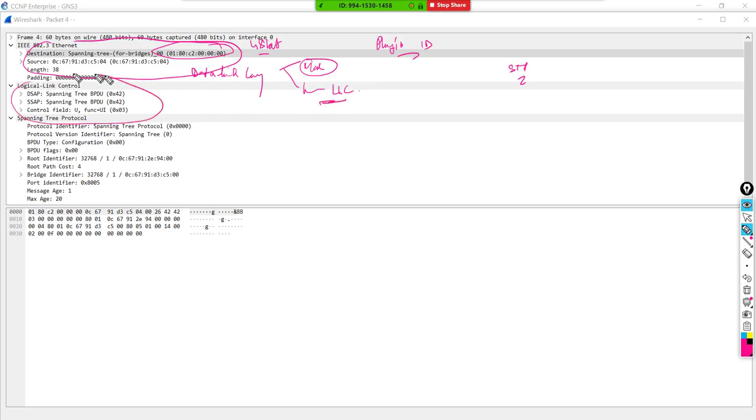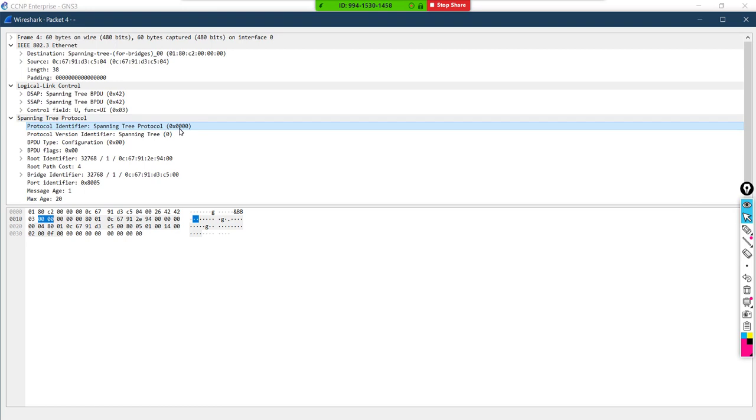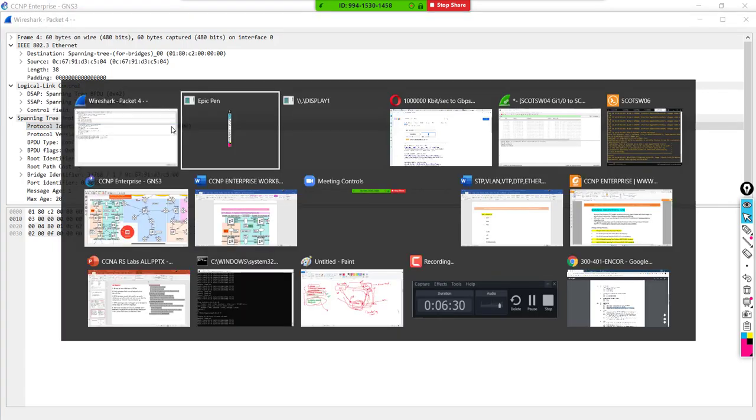LLC is one of the sub-segments of the data link layer, and this is the payload. Payload is nothing but the actual data the packet is taking. Now, what is it going to carry? It is going to carry spanning tree protocol, which is in the hexadecimal format 0x0000.